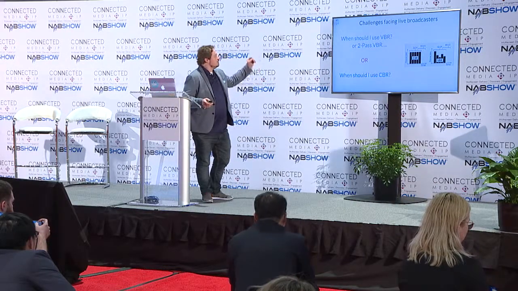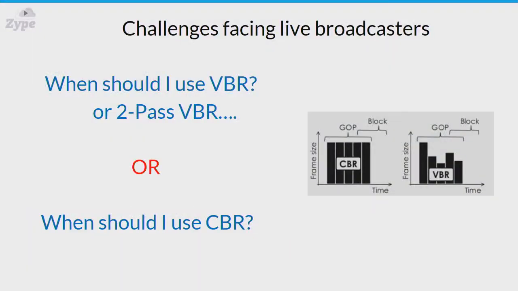So this is a problem, and it's an industry-wide problem, I believe. I think what we all need to do is step back and realize the challenge of the day is: should I use VBR, or should I use 2-pass VBR, or when should I use CBR? And that's the topic of today's discussion.